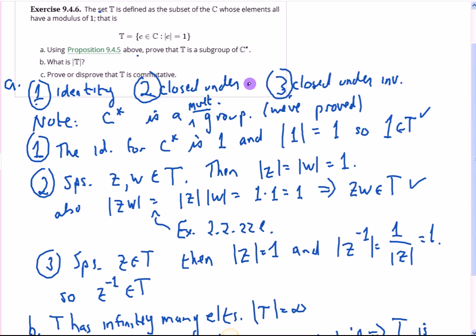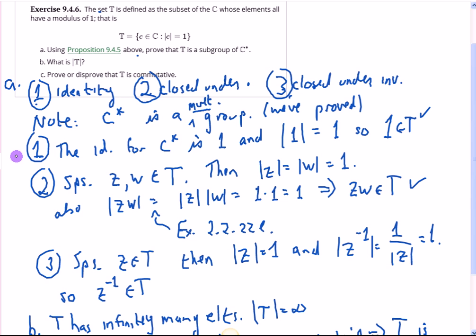The third condition is you need to show it's closed under inverse. So this is going to be multiplicative inverse. So again, notice that C star is a multiplicative group. We've already proved this, so you don't need to reprove it. We just need to prove these three conditions.